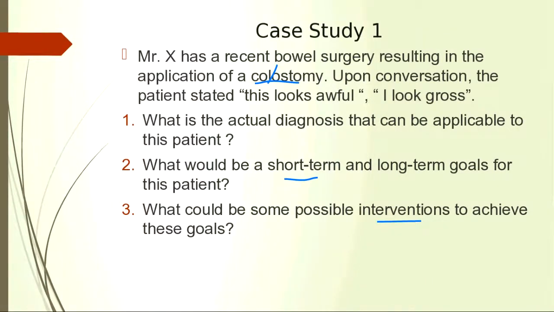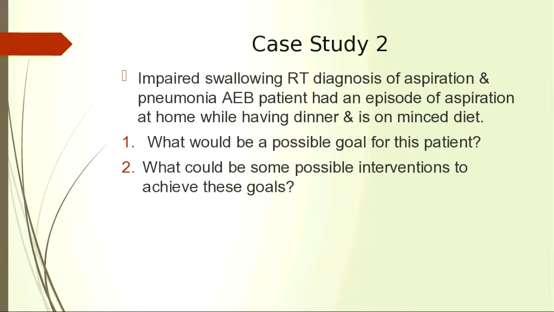Okay, next case study. So you have this nursing diagnosis, impaired swallowing related to the diagnosis of aspiration and pneumonia, as evidenced by patient had an episode of aspiration at home while having dinner, and is on minced diet. So this is a nursing diagnosis. So here is my diagnosis: impaired swallowing. And why are we saying this? Because he had this diagnosis of aspiration and pneumonia.